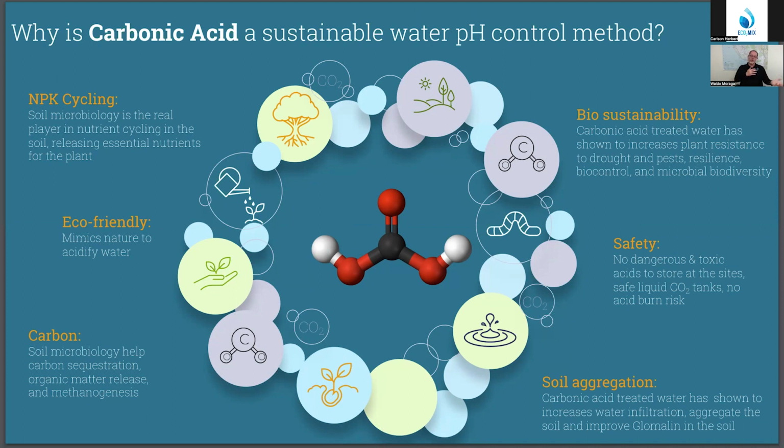Carbonic acid treated water has shown a better soil aggregation, improving water penetration and reducing excessive water runoff. Carbonic acid is eco-friendly and sustainable. There is no other process to reduce water pH that really mimics nature.